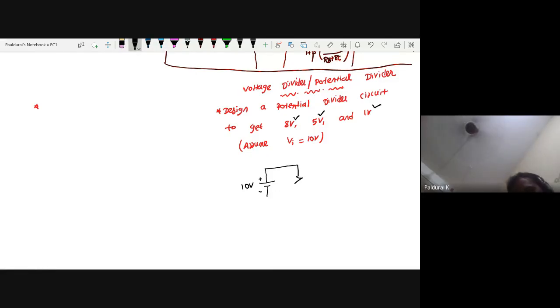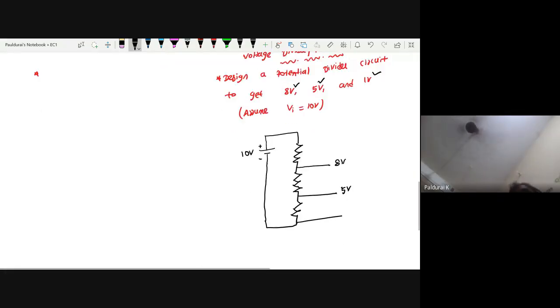In such a way, connect 3 resistors in series. Listen carefully, it's very important. What I told, you want to get 8 volt. Suppose you measure here, then you want to get 8 volt. And if you measure here, you want to get 5 volt. If you measure here, what will you get?